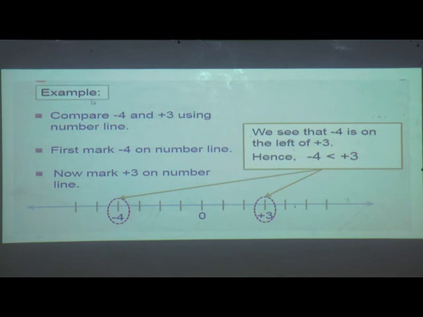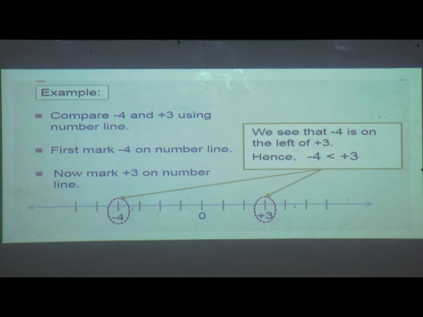Now we will see a few examples of comparing the integers. Compare -4 and +3 using the number line. Now this is the number line. We have 0, +1, +2, +3, and towards the left side we have -1, -2, -3, -4. First of all, we will represent these numbers on the number line. Let us take -4, minus, it means we have to move towards the left. So left of 0, so 1, 2, 3, 4.